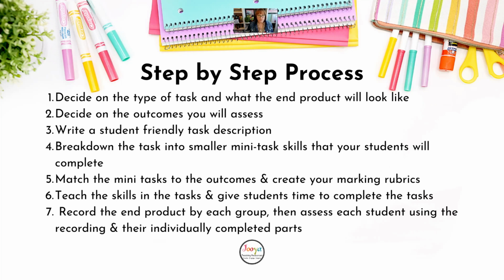Decide on the outcomes you're going to assess. Write a student-friendly task description. Break down the task into smaller mini tasks that your students will complete. Match the mini task to the outcome and create your marking rubrics, which is what I was just showing you. Teach the skills in the tasks and give students time to complete them. Record the end product by each group and then assess each student using the recording and the individually completed parts. And that's how I do it.